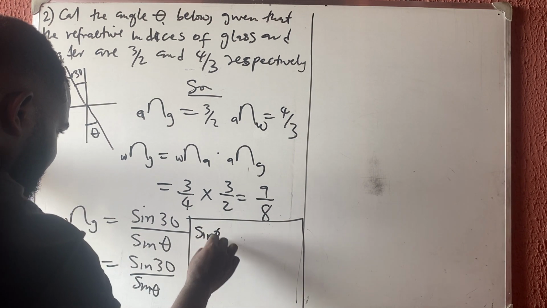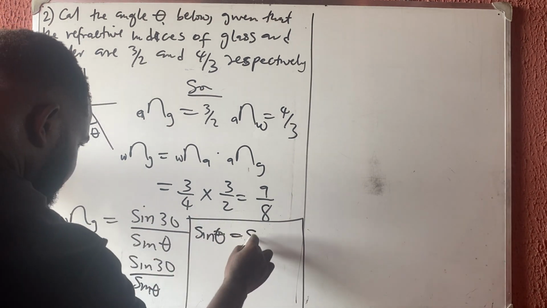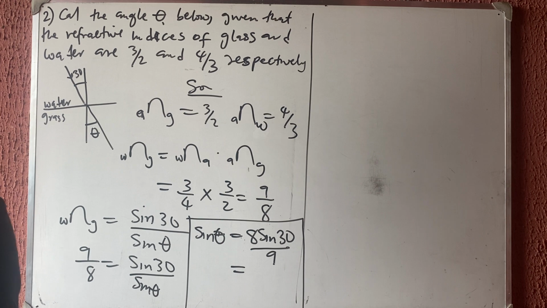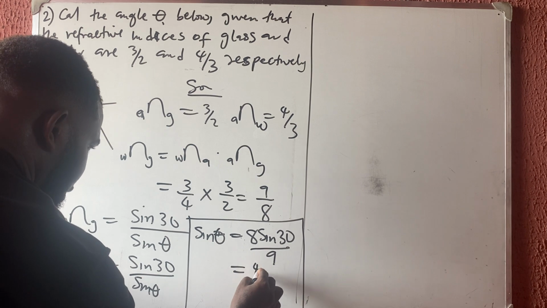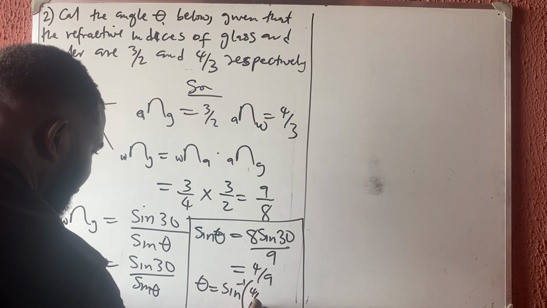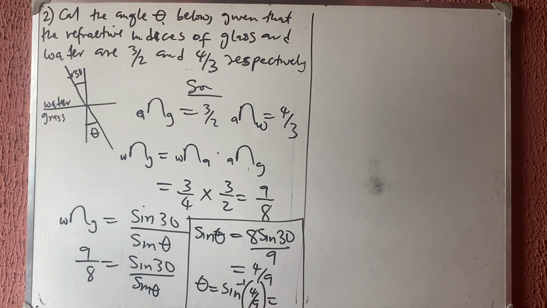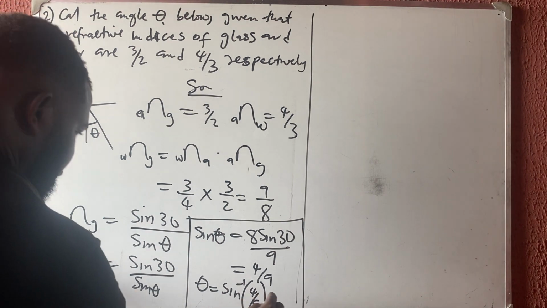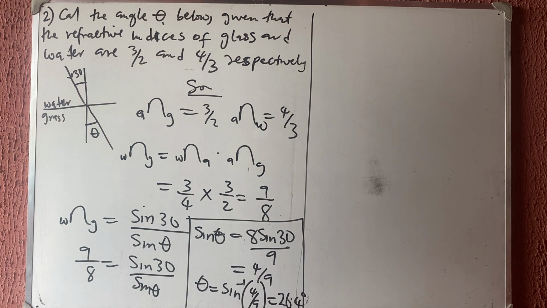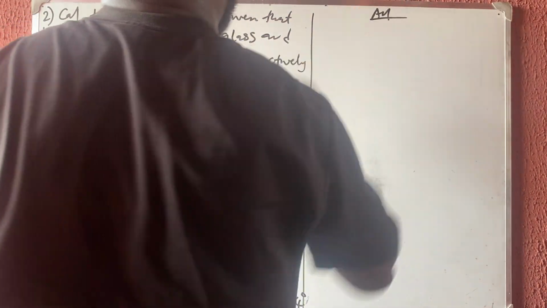That sine theta will now be 8 sine 30 divided by 9. So that is 4/9. So my theta will now be sine inverse of 4/9. Sine inverse of 4/9, shift sine, my answer, which is giving me 26.4 degrees.